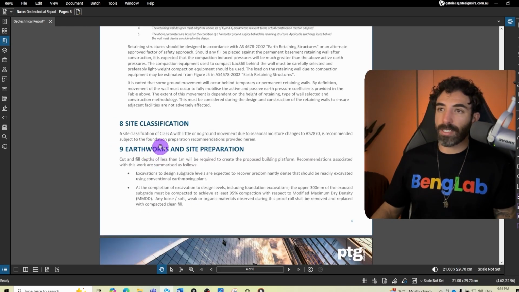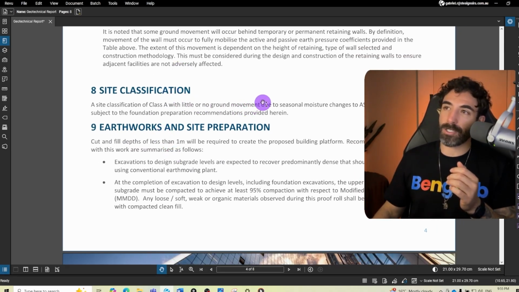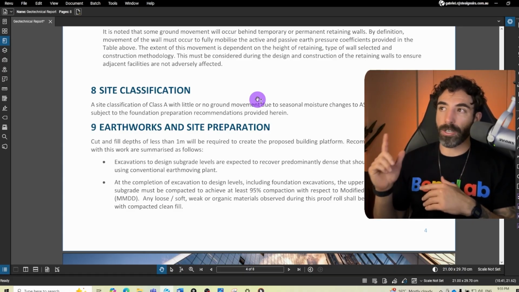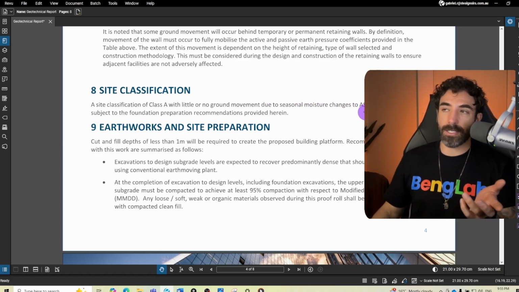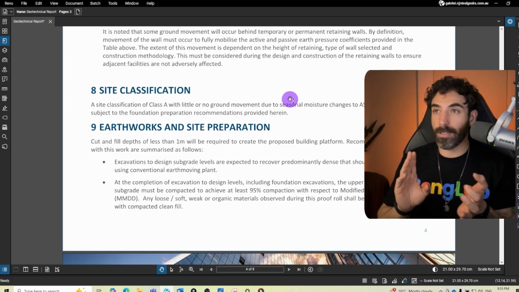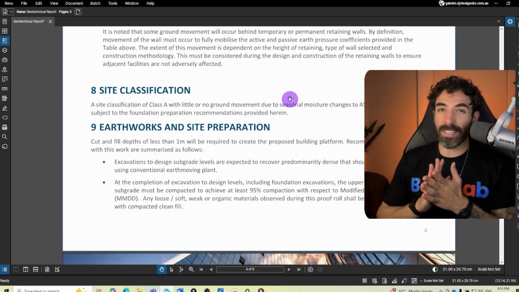And then in section 8, we've got a site classification. The purpose of this section is to advise on ground movement due to seasonal moisture change according to AS 2870. So as I said, I imagine you might have a section like that if you are in countries like China, Australia, UK, maybe India, South Africa. I know they have expansive soils as well. China, did I say China?